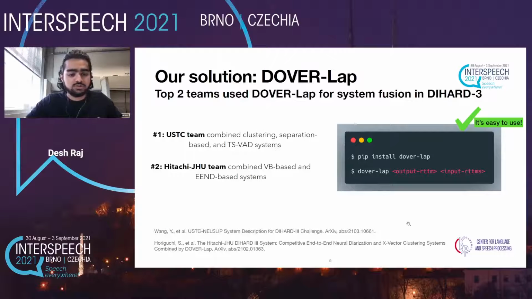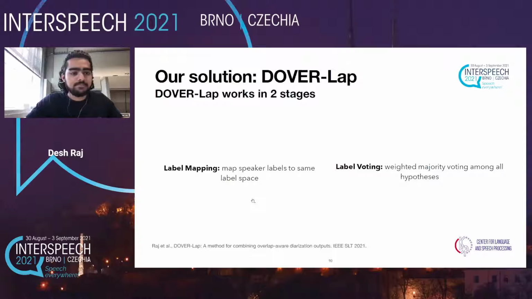This is all you need to use DOVERLAP. How DOVERLAP works is by breaking down the problem into two stages. The first stage is called label mapping. It maps speaker labels to the same label space, which is followed by a label voting stage, which performs weighted majority voting among all the hypotheses. I'll go into the details in the next few slides.